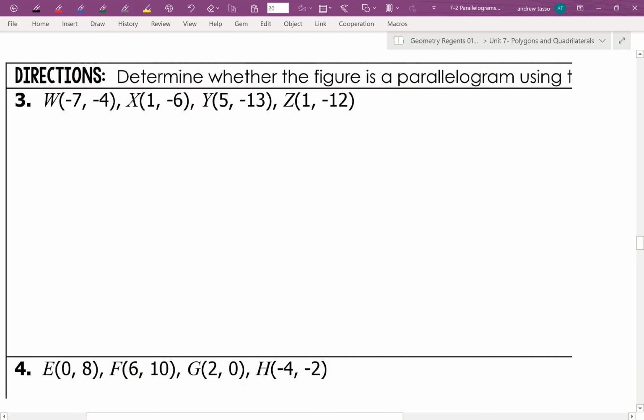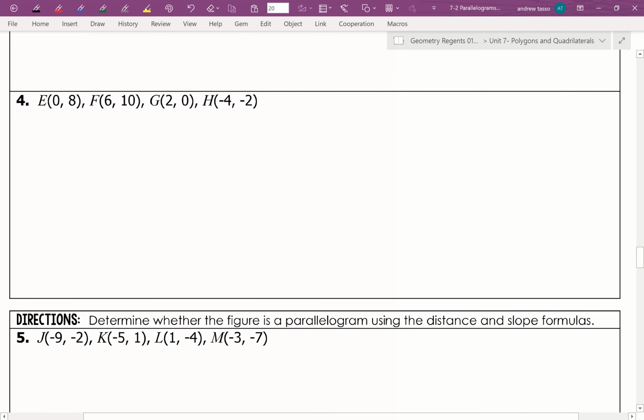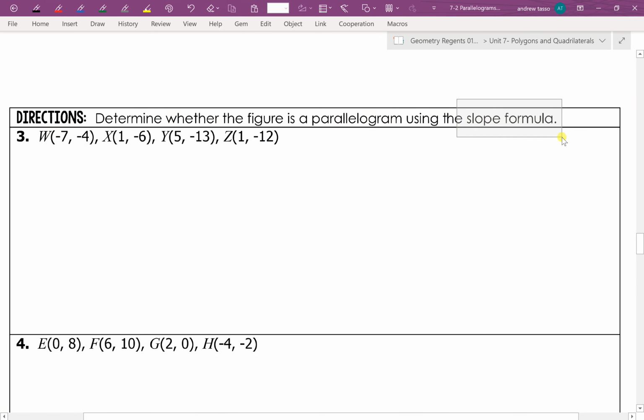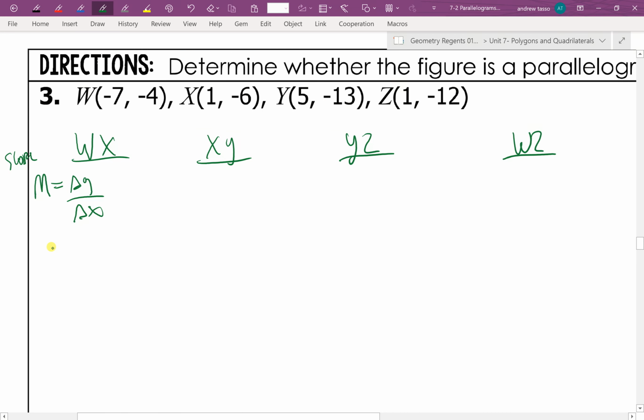Okay, so next we're going to be looking at how to determine whether a figure is a parallelogram by using the slope formula. So to use the slope formula, we would do something similar to what we did a moment ago. So we would start with WX, then go to XY, and then YZ, and then WZ. But this time, instead of finding the distance between the 2 points, we're going to find the slope between those 2 points. So to remind you, the slope formula, m stands for slope, and that's equal to the change in y divided by the change in x.